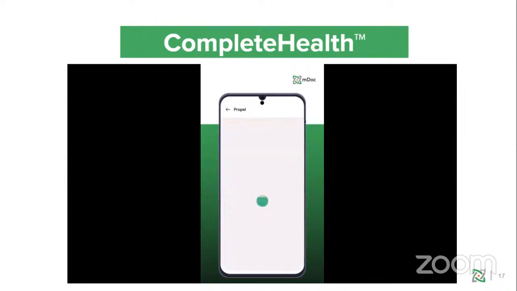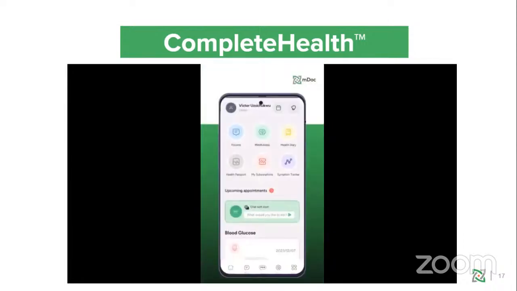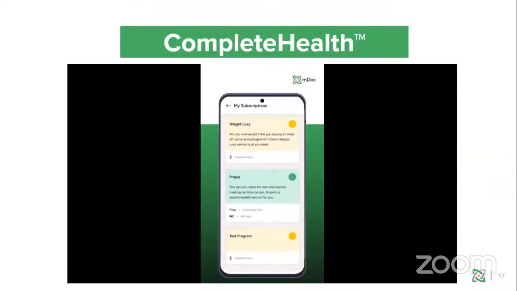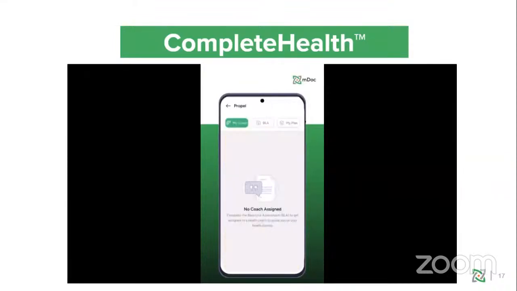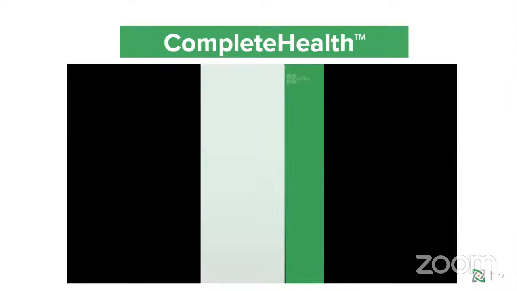Checkout confirms payment and immediately takes you to fill out a BLA, which is your baseline assessment. After filling the BLA, you'll be automatically assigned to a health coach. Now, to confirm your subscriptions, please go to your homepage and click on My Subscriptions. This will show you the list of all the programs you subscribed to, highlighted in green. You can click on the programs to find out your assigned coach and also retake your BLA if you failed to do so initially. Thank you for watching this video.